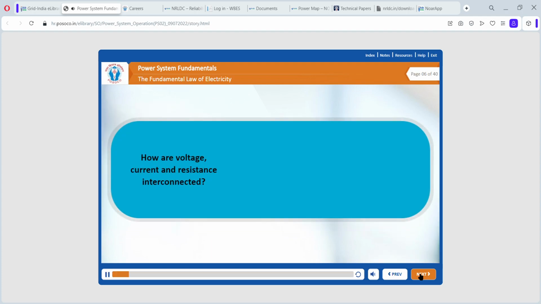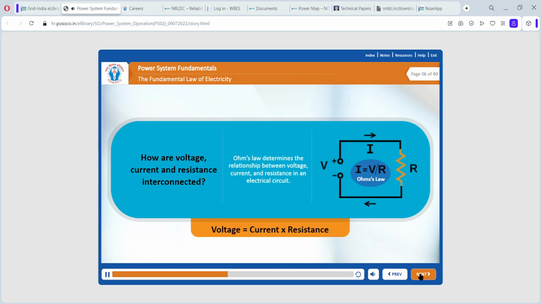Now, we shall learn the fundamental law of electricity. Ohm's law explains how voltage, current, and resistance are correlated. According to the law, the voltage difference will be equal to current flow multiplied by the resistance of the circuit, when voltage difference, current flow, and resistance are measured in volt, ampere, and ohm.